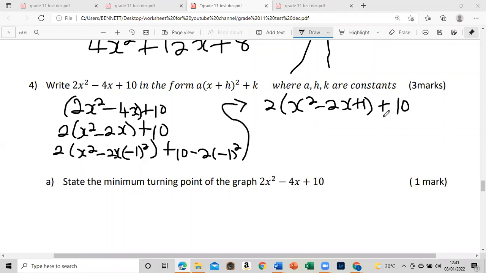Alright, so boom. Where are we? Plus 10, right? So we need to sort out this aspect of it. So we need to subtract, and this will give us positive 1. So in the end, it's like we're subtracting 2 times 1, which is 2. This will give us 8.